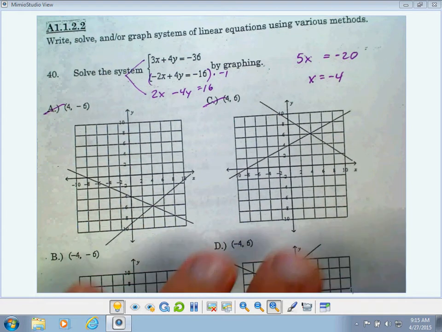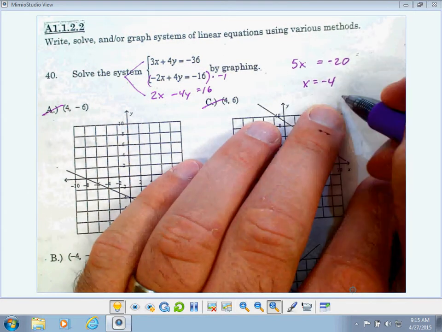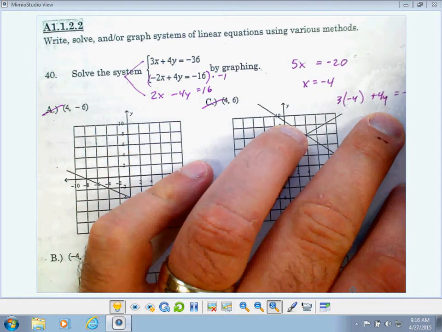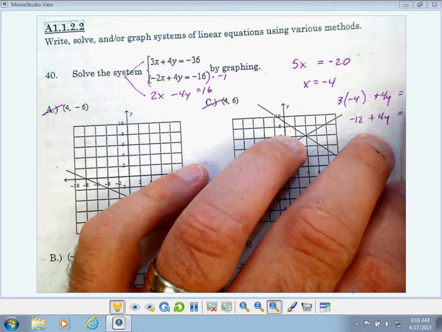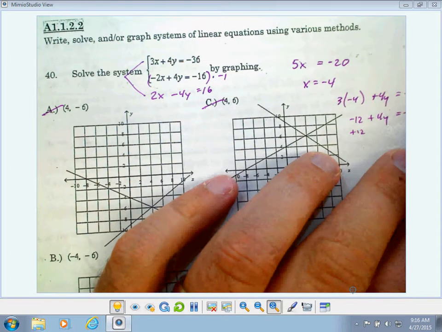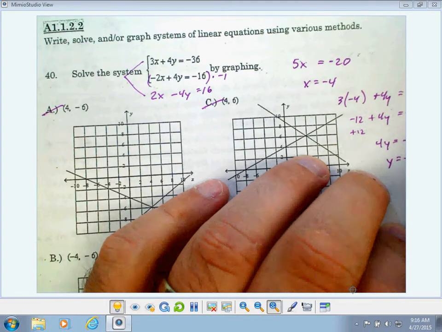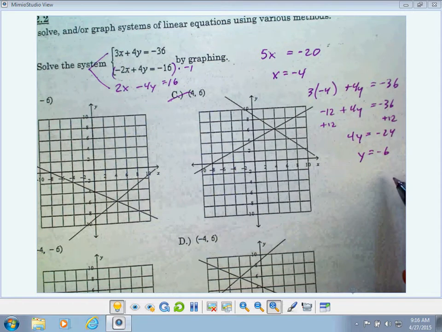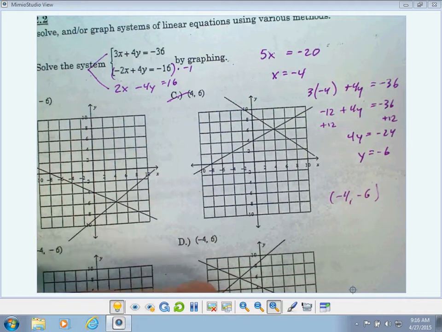So I take my answer for x and I go back to either equation. I'll just go to the top one. 3 times negative 4 plus 4y equals negative 36. So this is negative 12 plus 4y equals negative 36. If I add the 12, I get 4y equals negative 24, y equals negative 6. So I need negative 4, negative 6 as my answer. My answer is B.